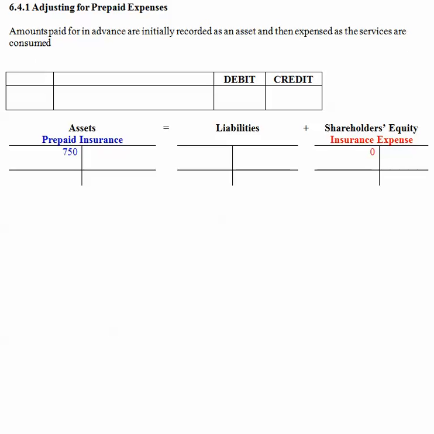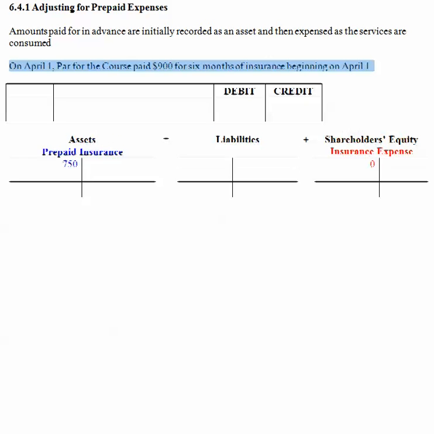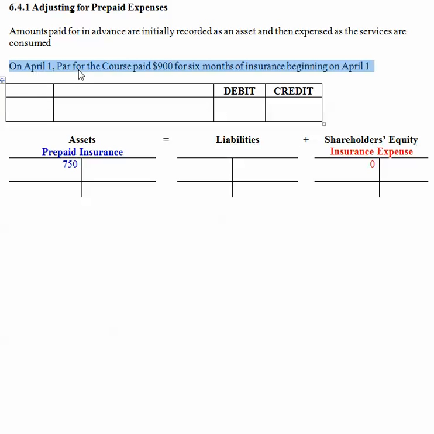Okay, so we'll go through this example. We have on April 1, Par for the Course paid $900 for 6 months of insurance beginning on April 1. So on April 1, the entry that was made is they got an asset called prepaid insurance for $900, and then what they gave was cash for $900. So they would debit prepaid insurance and credit cash.